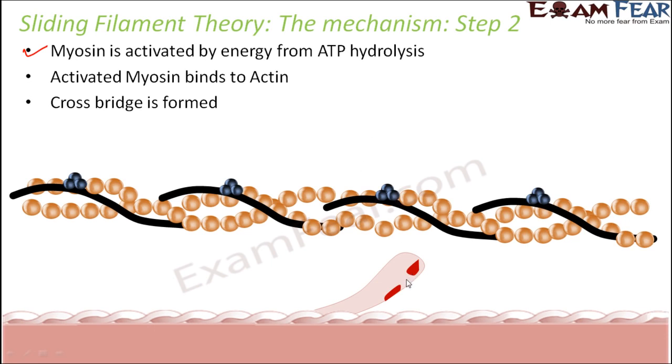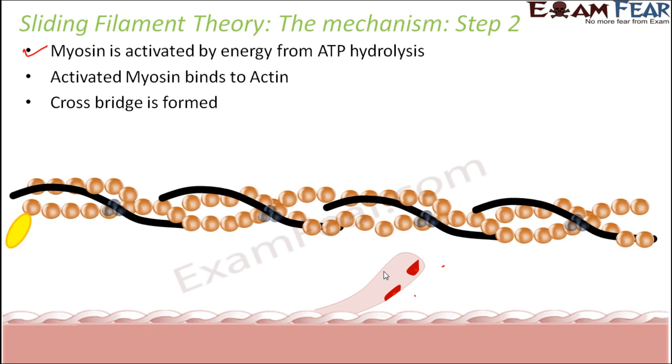As I mentioned before, the myosin head has two active binding sites. One is for the ATP and the other one is for the actin, right? Since it has ATP binding sites, ATP will bind with myosin. Now let us quickly look at what happened in step 1. In step 1 we saw that the calcium ions combined with troponin, so the troponin structure changed and it got removed from the active binding site. The active binding site which was earlier masked is now unmasked.